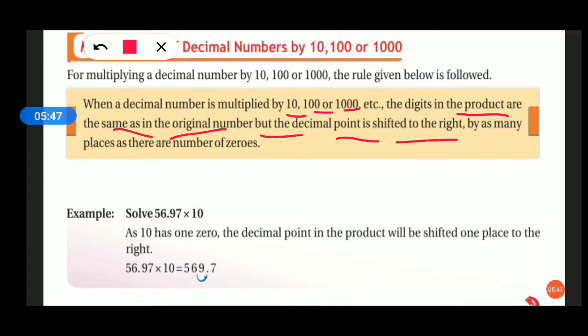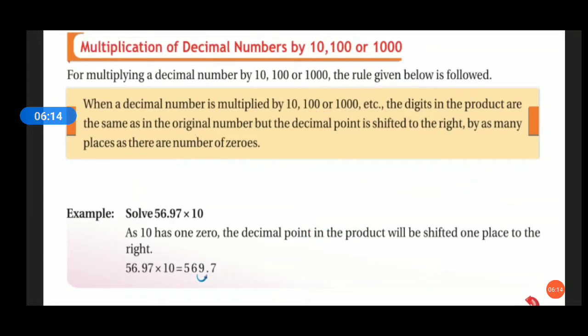the right. What they are saying is, if any number is multiplied with 10 or 100, the product will be the same number, but only the decimal point will be shifted to the right by as many places as there are zeros. Depending on how many zeros there are, the decimal point will be shifted to the right by that many places. Okay, students, see here. We will see an example. You will understand clearly.